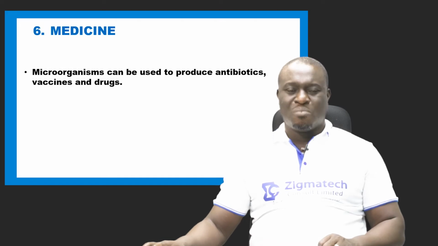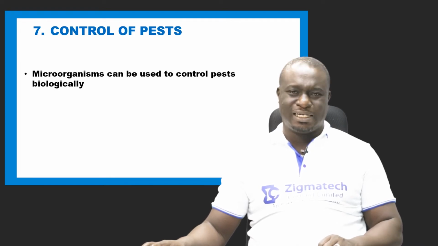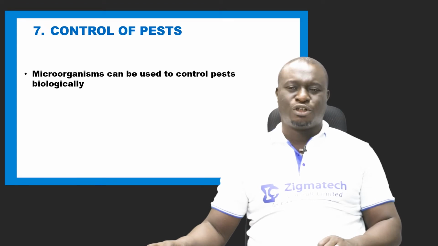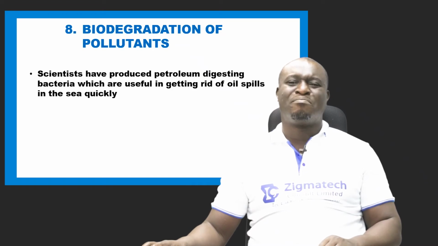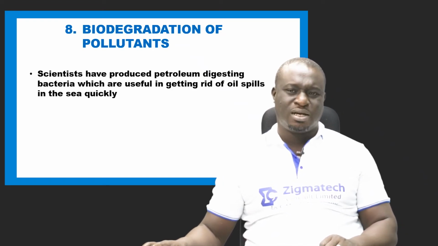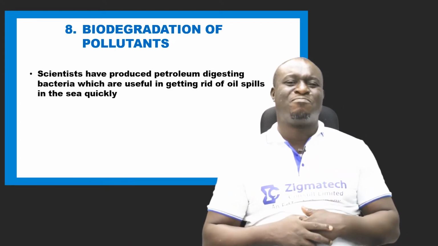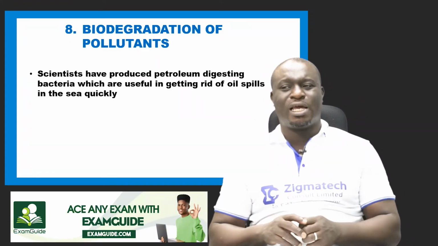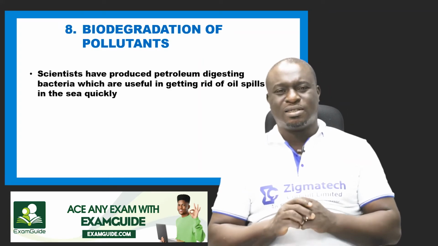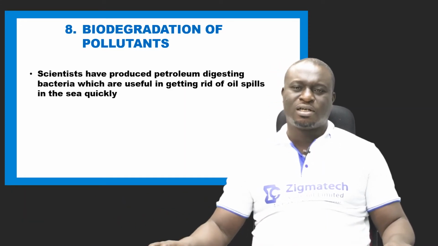Then number 7, it also helps to control pests biologically. Another one, number 8, is that microorganisms help in biodegradation of pollutants. Now, scientists have produced petroleum digesting bacteria, which are useful in getting rid of oil spills in the sea quickly.